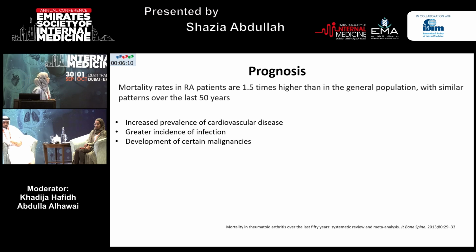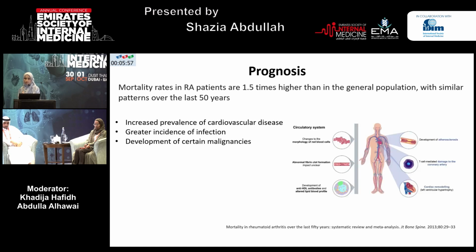We know that there is an increased prevalence of cardiovascular disease. These patients are more likely to pick up and die from infections, particularly pulmonary infections, and there are certain malignancies which are much more common in these patients. There are a number of reasons for the cardiovascular mortality. For example, we know that there is accelerated atherosclerosis, which is driven by pro-inflammatory cytokines, for example, IL-6 as well as TNF-alpha. They have abnormal clotting formation, and they also have an abnormal lipid profile.